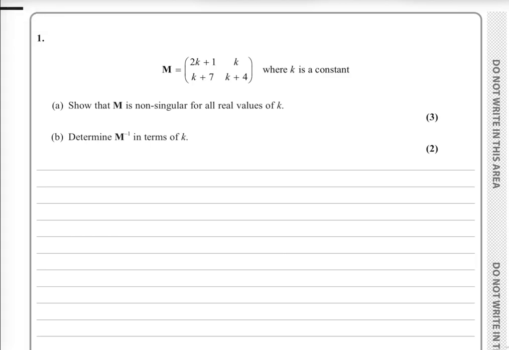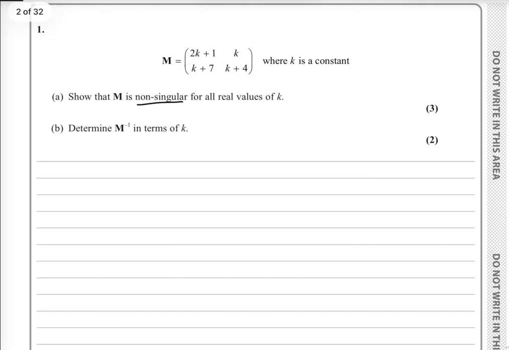Given matrix M, where k is a constant, show that M is non-singular for all real values of k. Okay, for a singular matrix, the determinant is equal to 0, because if you remember, the inverse is equal to 1 over the determinant times the matrix d, minus b, minus c, a. And you can see if the determinant is 0, then you're trying to divide by 0. It doesn't work. It means it's singular, but we want non-singular.